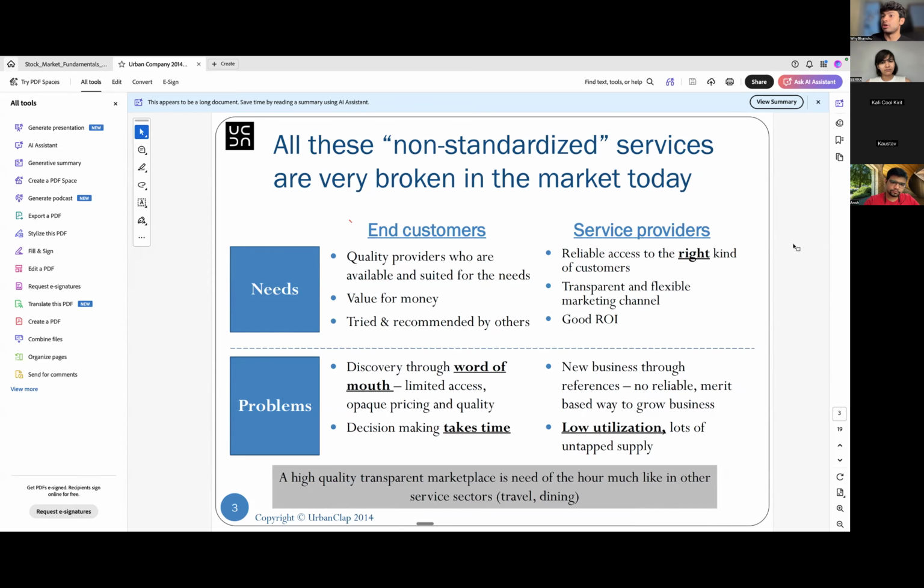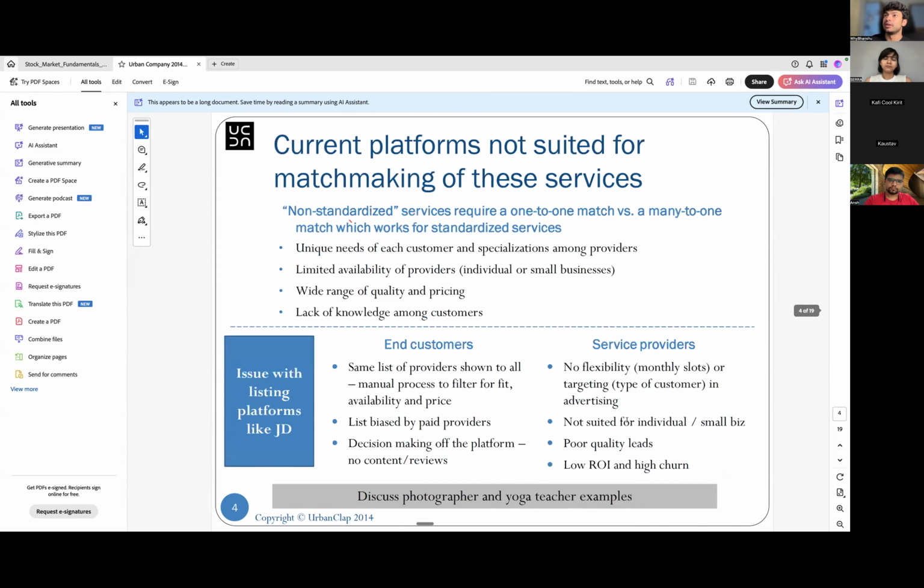So I don't even need to read out the thing. I know that they want access to customers. They're underutilized right now. Okay, great. Current platforms not suited for matchmaking of these services. Again, highlighting the platform in detail. Same thing a little bit.